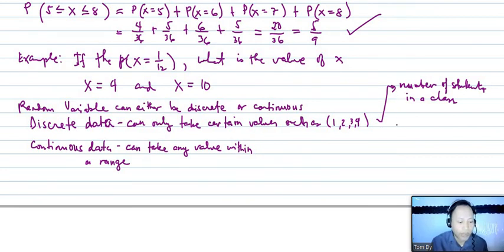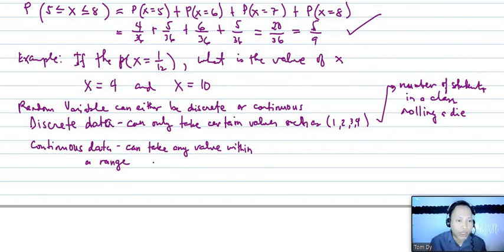Another example is the results of rolling a dice, or a die. So what are the results of rolling a die? We have 1, 2, 3, 4, 5, 6. So these are some of the examples for discrete data.